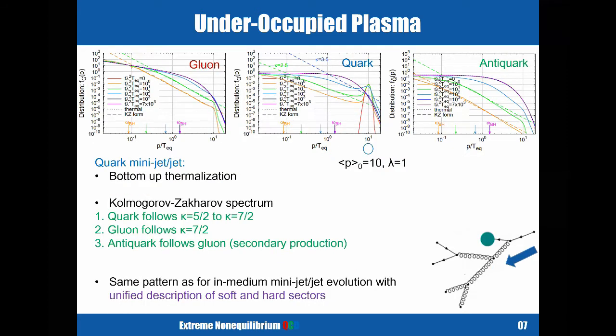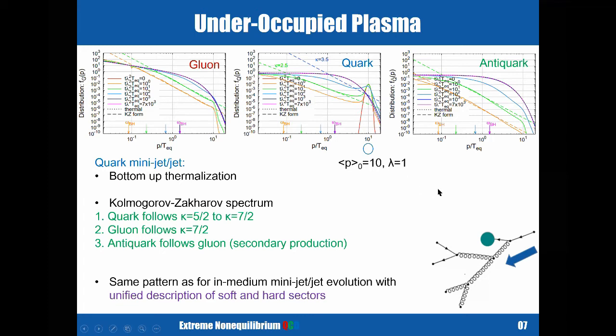We can also look at the quark jet. In a gluon jet, we produce quark anti-quark pairs. With only a quark jet, we look at the system at finite density. So we start with a quark mini jet at hard scale, and still look at the spectrum functions. We see clearly the bottom-up thermalization, with the spectra building up from soft scales gradually to harder scales. The Kolmogorov spectrum for the quark still follows this change from 5/2 to 7/2, and for the gluon it is steady at 7/2. The anti-quark is a sort of secondary production, because you first have to produce the gluon, then you can produce the anti-quark in the system. So it roughly follows the gluon spectrum.